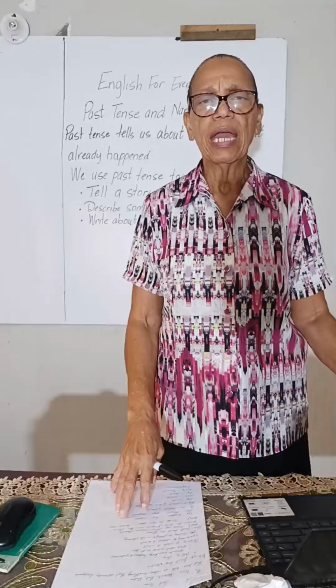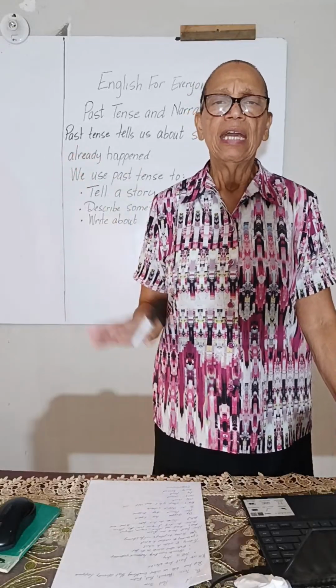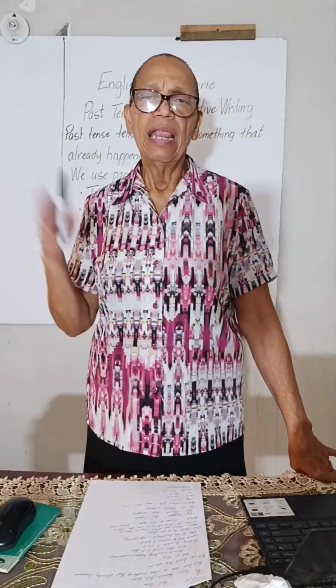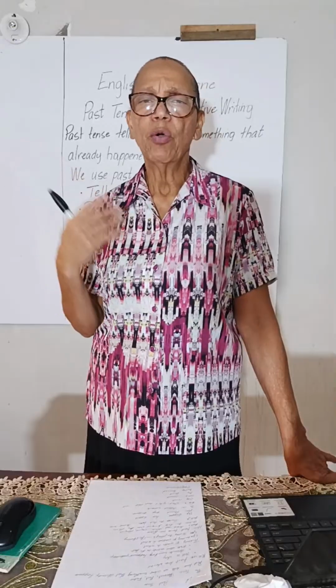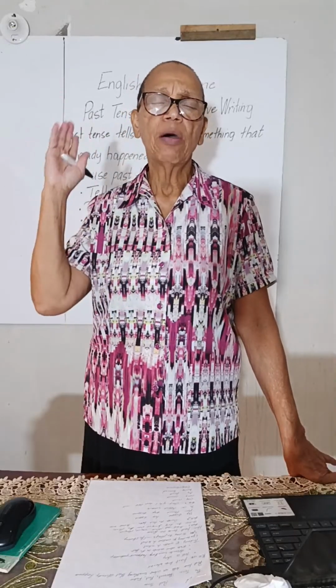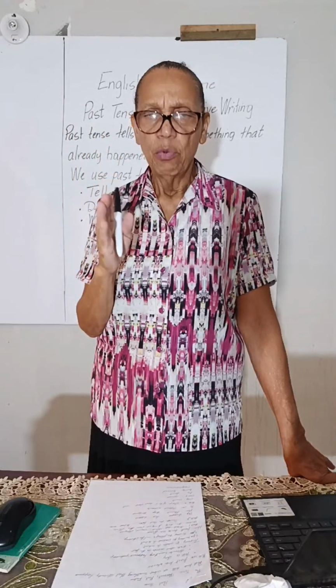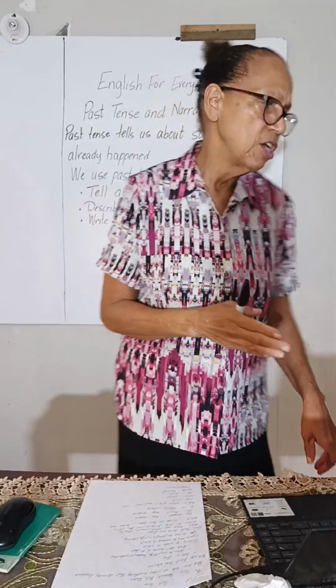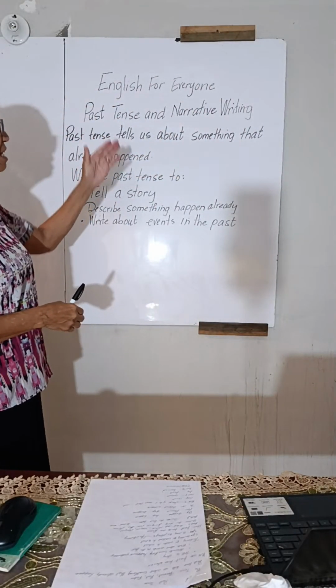Last week we were looking at past tense. It is past and gone: yesterday, last week, last night, some time ago, once upon a time, during summer. As long as it is past and gone, we refer to it as the past tense. Now let's go on the board. Past tense and narrative writing.